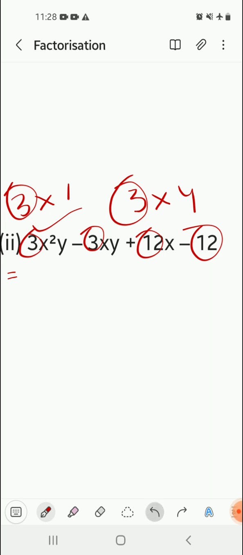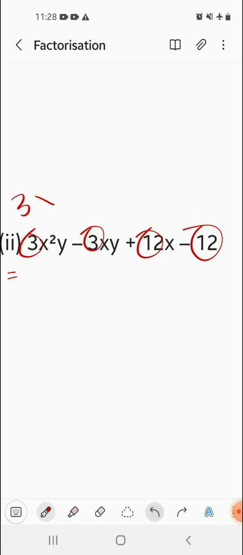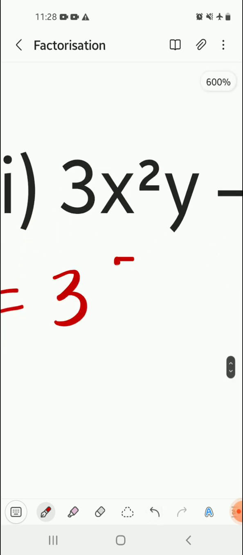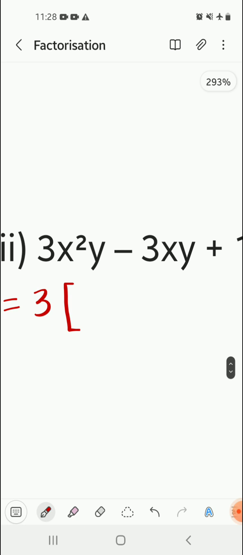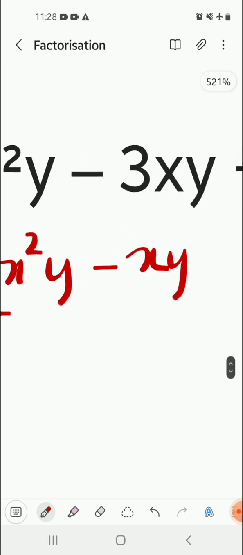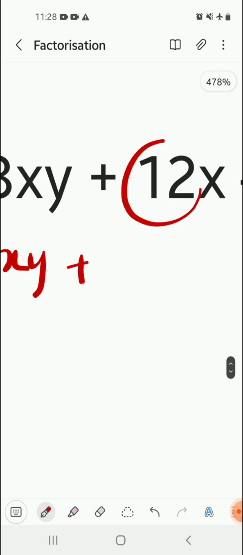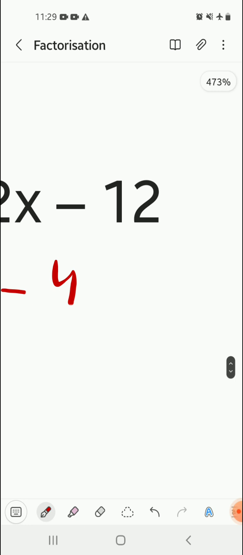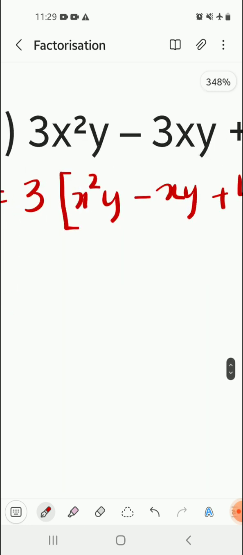So that is why we are going to write down 3 first. First we are going to extract the common factor 3 out of the whole thing. So we are going to write 3. After this, whatever we are left with, we are going to write it within brackets first, and then we are going to find the factors of them. So here we are left with x square y minus xy plus, 3 is already gone, so 4 is what we are left with. So 4x minus only 4. So bracket close. Now we are going to find the factors of this within the bracket.